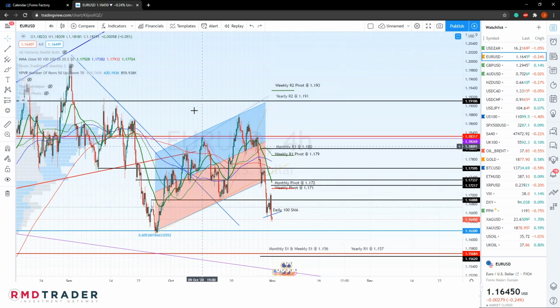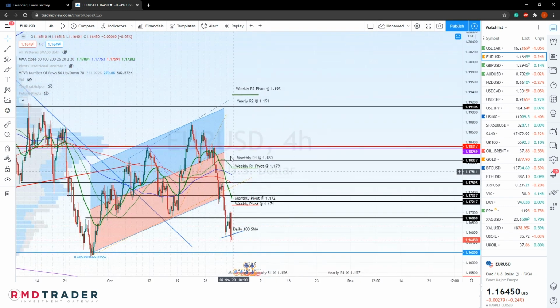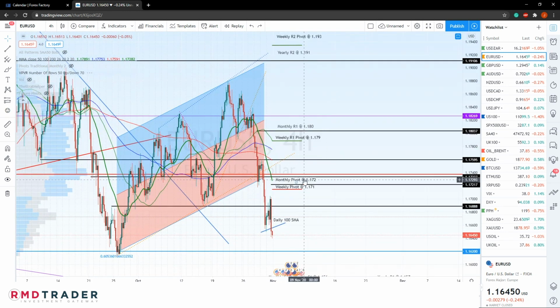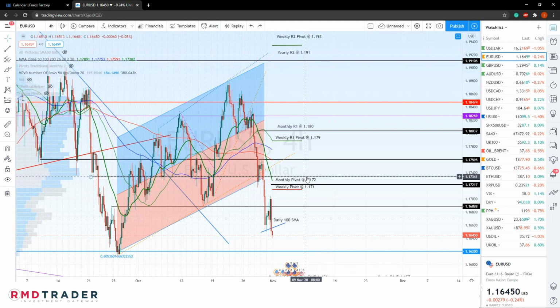Just looking at a bullish scenario, should price manage to break through our area of resistance, that means we'll have to get price above our monthly pivot at 1.172. That might mean that we will first test this area of resistance at 1.175. And if we get back above that, that would be very bullish, as we could perhaps re-enter this bullish channel. And then you'll see we have two more areas of resistance, the most important one being the monthly R1 pivot at 1.180.